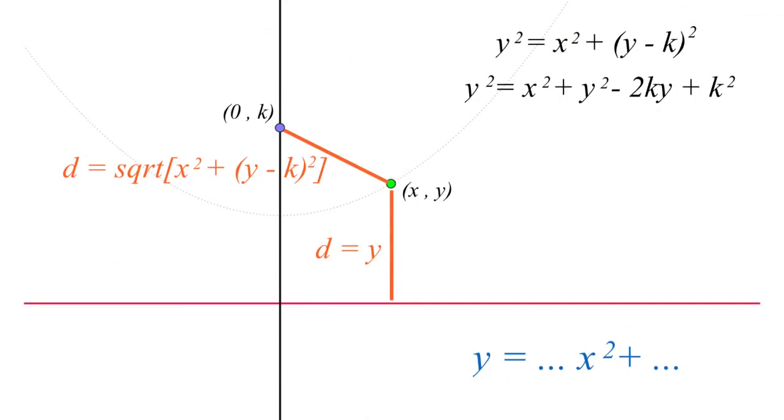Doing a little bit of algebra, I get y squared equals x squared plus y squared minus 2ky plus k squared. Doing a bit more algebra, we notice that we've got y squared on both sides, so they will cancel each other out. Taking the negative 2ky to the opposite side, we get 2ky equals x squared plus k squared. Dividing both sides by 2k, we get this isolation of y equals 0.5 over k times x squared plus 0.5k.